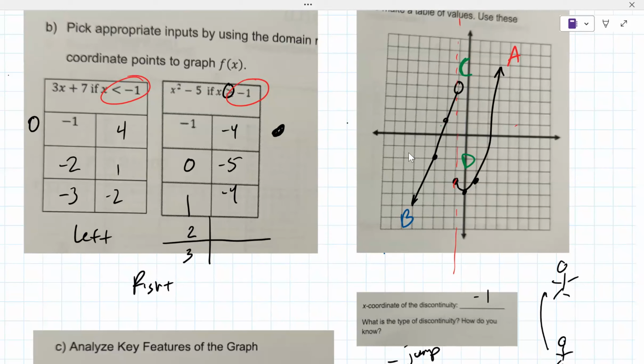As it approaches from the left, it is positive infinity. As it approaches from the right, it is negative infinity. Okay.